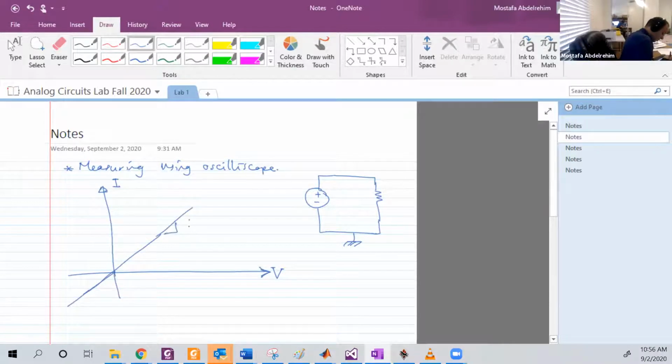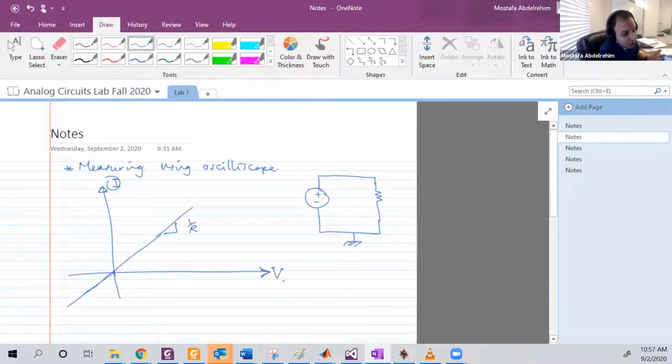And the slope here is 1 over R, because this is I and this is V. If it's the opposite, it will be R. Okay? So that's what we want to do, to draw it automatically. We don't want to go through this tedious, step by step, one point by one point, okay?